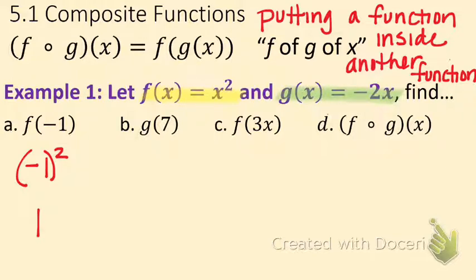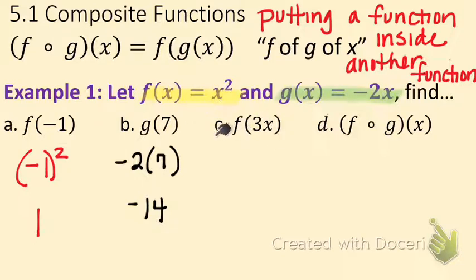For question B, we're using g of x. So in place of x, we're going to put in a 7. -2 times 7, which would be a -14. So the f function says take your input and square it. The g function says take the input and multiply it by -2.